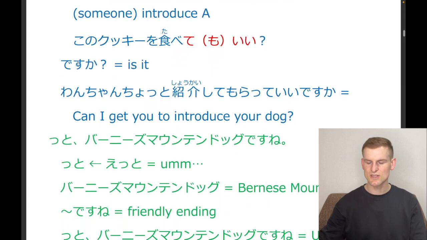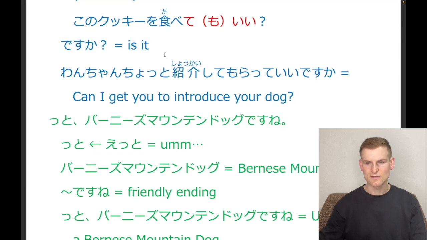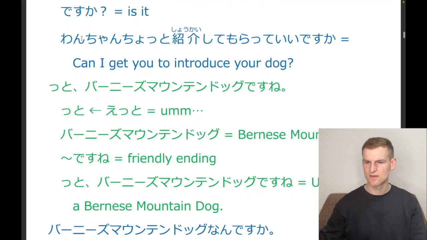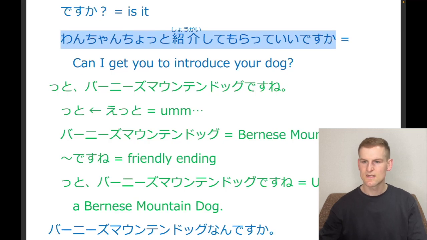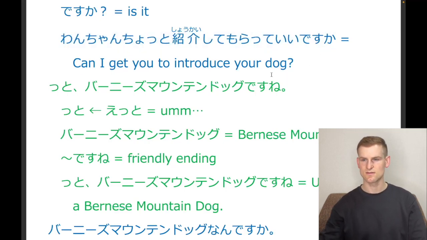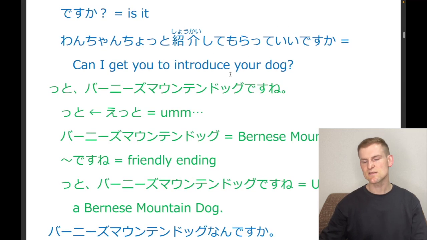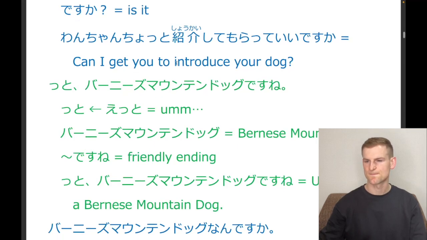But of course, this is a question, right? So I end with ですか, so, is it? Okay, so put everything together. ワンちゃんちょっと紹介してもらっていいですか. Can I get you to introduce your dog? Is it okay to have you introduce your dog? That's basically what I'm saying here. So it's kind of polite. It's not super direct. It's a nice way of asking for permission or making a request.